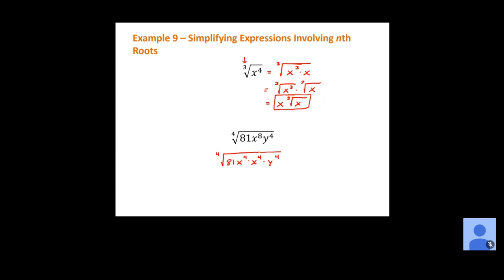All right, now, at that point, I'm going to use that property that says we can split up multiplication into multiple radicals. So the first thing I'm going to do is take the 4th root of our number here, so 4th root of 81, times then a fourth root of x to the fourth times the fourth root of x to the fourth again times the fourth root of y to the fourth.